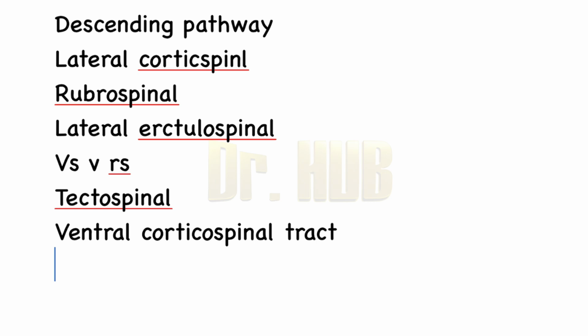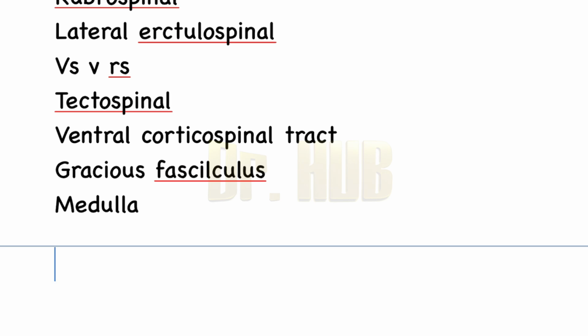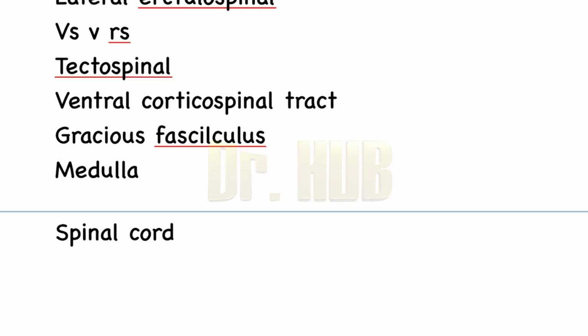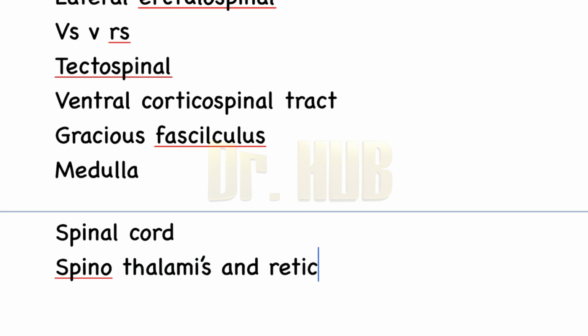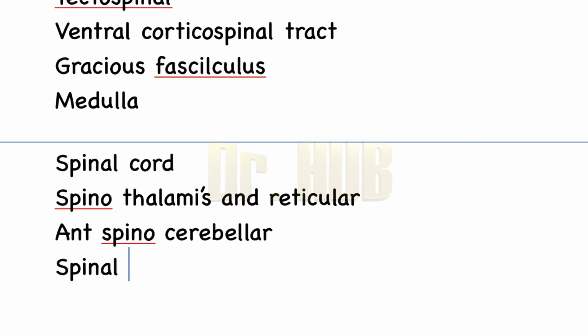Now let's look at the names and the decussations. First is the gracilis fasciculus. The gracilis fasciculus decussates in the medulla, and the cuneatus fasciculus is also in the medulla. Then what do you see in the spinal cord? The spinal cord decussations include the spinothalamic and the spinoreticular. Then comes the posterior spinocerebellar, and next is the anterior spinocerebellar. Anterior spinocerebellar decussation takes place in the spinal cord.